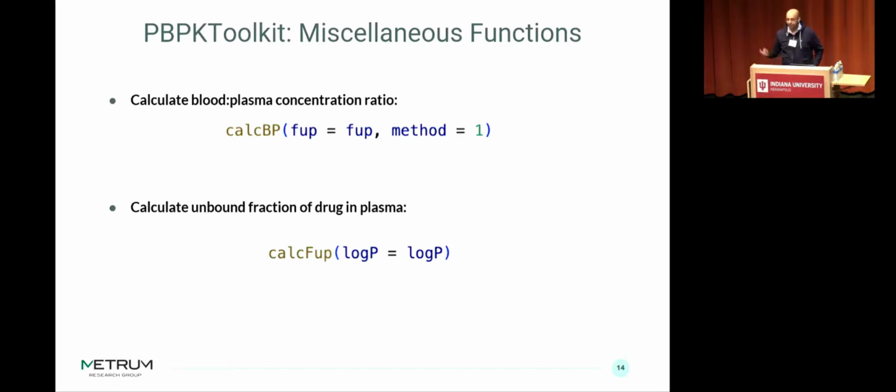Miscellaneous functions. So other functions that are also very useful, like calculating the blood to plasma concentration ratio. Okay, fun story, the first PBPK model I worked on was on voriconazole, and I'm still looking for the BP for that drug to this day. So if you have it, let me know. So something like this would have been very useful at the time. Also calculate the unbound fraction. So these are not guaranteed to be that accurate, but it at least gives you something to start with.